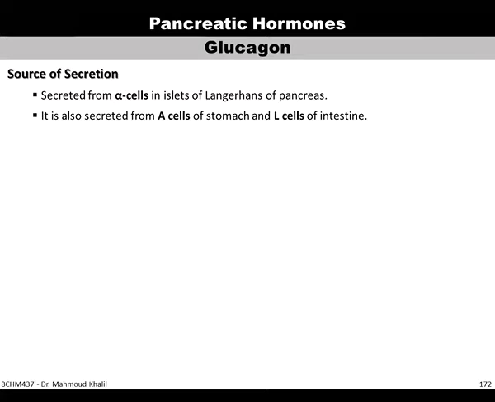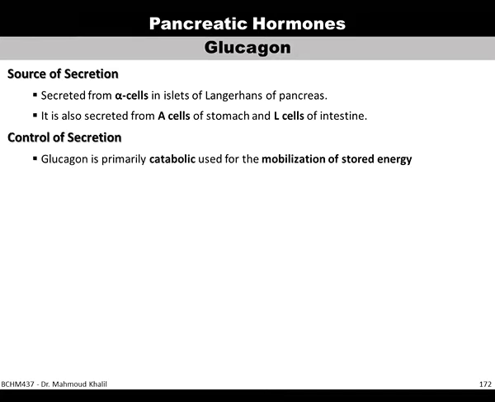We'll continue now, today talking about the pancreatic hormones by talking about the second most important hormone secreted by the pancreas, which is glucagon. So glucagon is secreted from the alpha cells of islets of Langerhans of the pancreas, and it is also secreted from A cells of the stomach and L cells of the intestine.